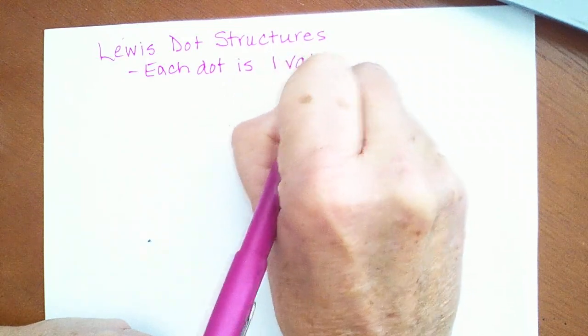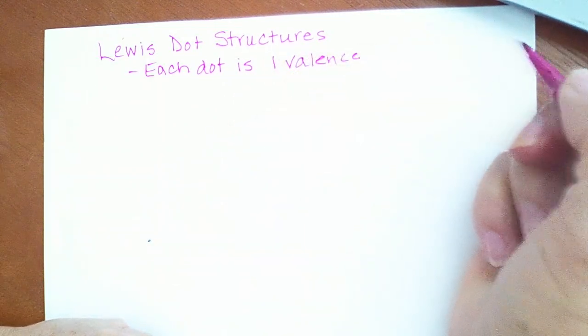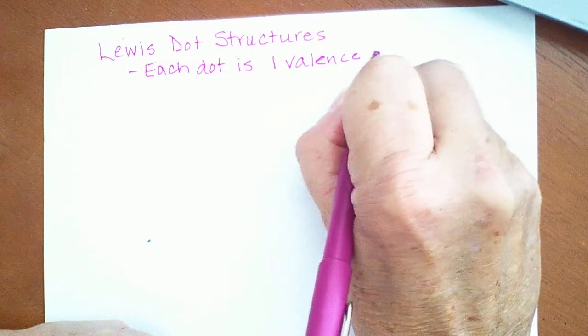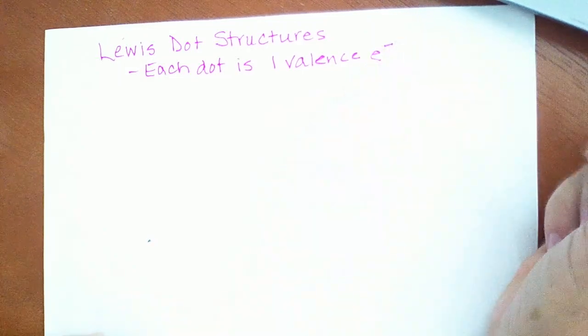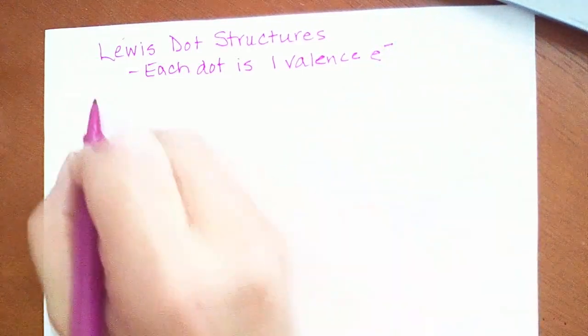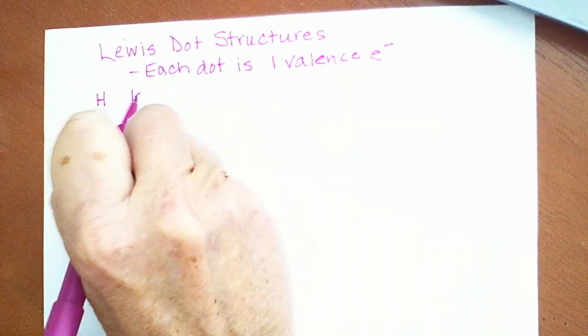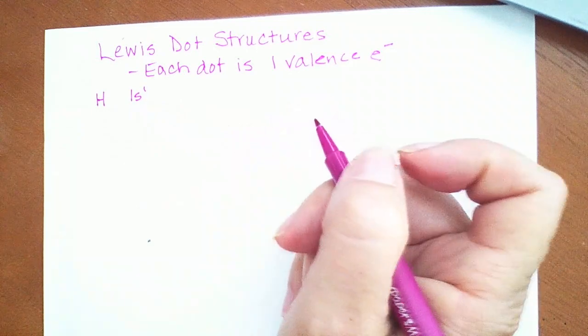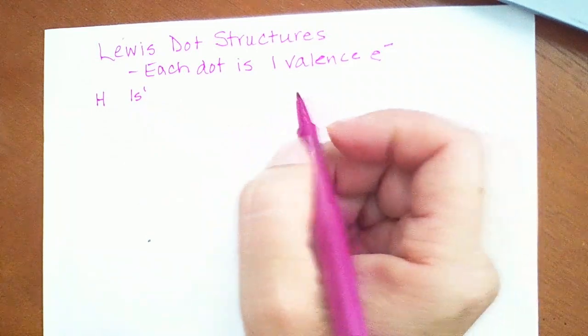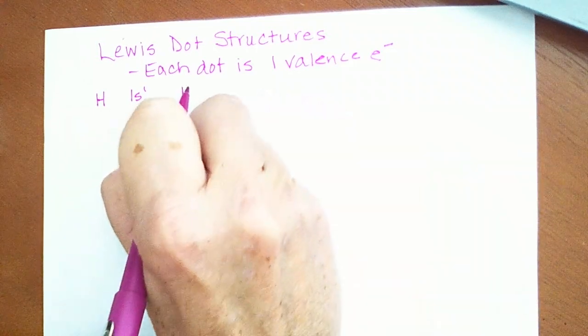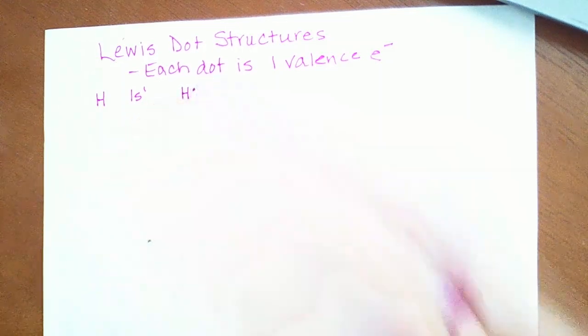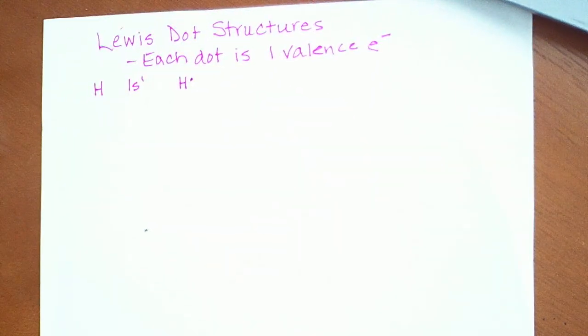So if we looked at, we'll start off with an element, all right? So if we looked at, for example, hydrogen. Hydrogen is 1s1, so it has one electron, one valence electron. So hydrogen's electron Lewis dot structure would just be H with one dot. So that's all. Super easy.